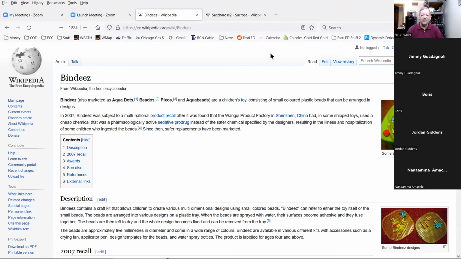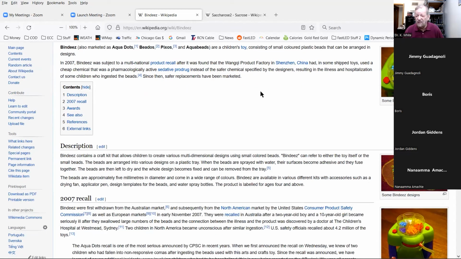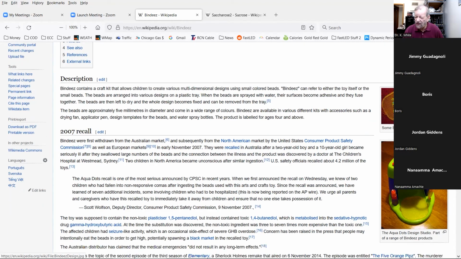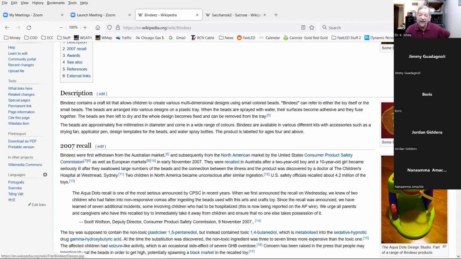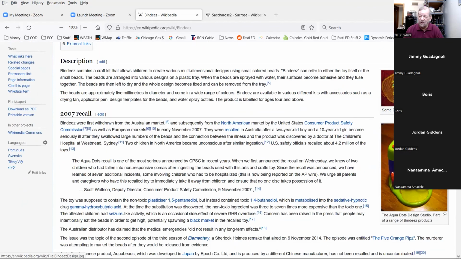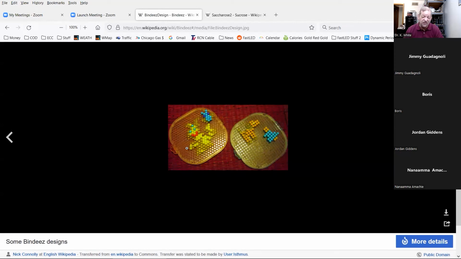Now, in the United States, a number of years ago, 2007, wow, it's that long ago, there was an Australian company that made a great product, and in the United States, they were called Aquadots. In parts of Australia, they were called Benzies, and they had other names. And it turned out some children were getting very sick. Well, look at this product. You had these little dots, you put them in a tray, you sprayed them with water, and they stuck together. And you could take it out and make all sorts of interesting designs that you could keep.